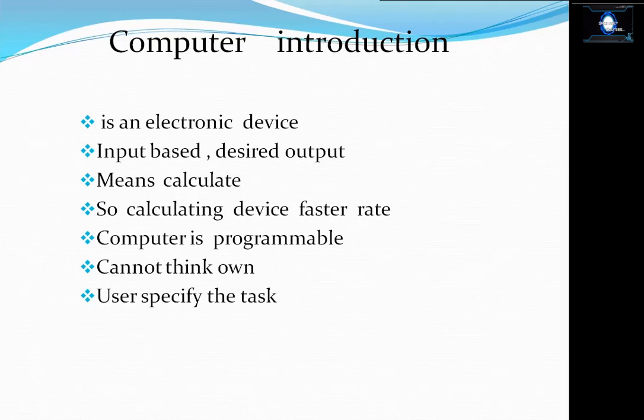A computer is programmable, that means we can instruct the computer to perform a variety of tasks through programs. A computer on its own cannot think or perform any task. As a user, we have to specify the task. A computer is a machine that simply follows the instructions given to it.